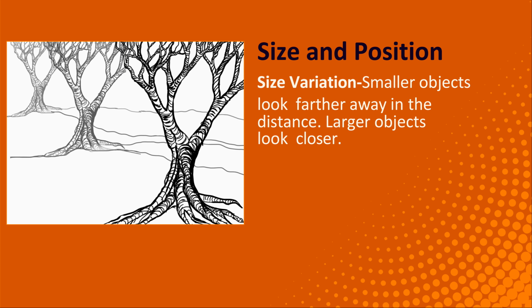Size variations, to go along with the size and position. Smaller objects will look a little bit further away in the distance. Larger objects look closer. So we have the larger tree and the smaller tree, also vertically higher, so it looks like it's being pushed back into the plane. And then again, a little bit of tone, which we'll go into later. The tone also drops out a little bit, and that helps push it back into the distance.